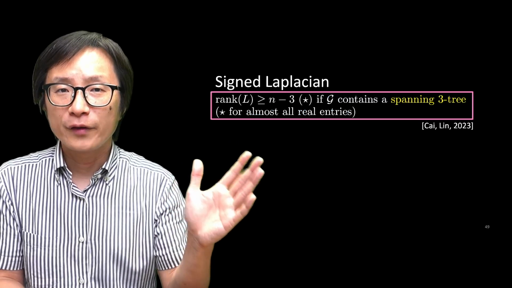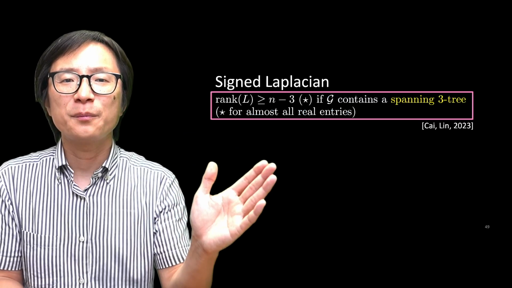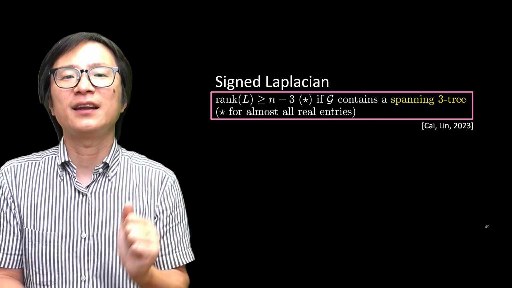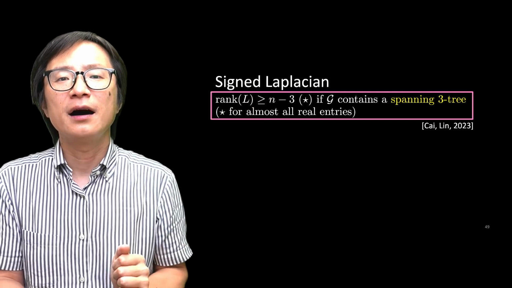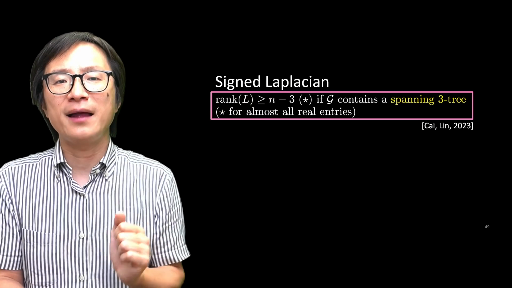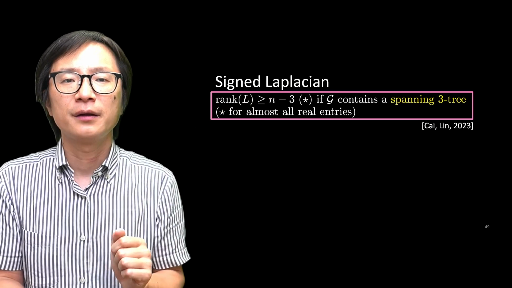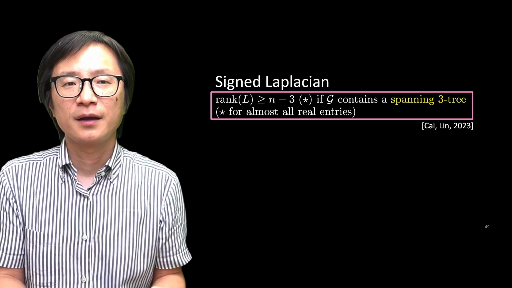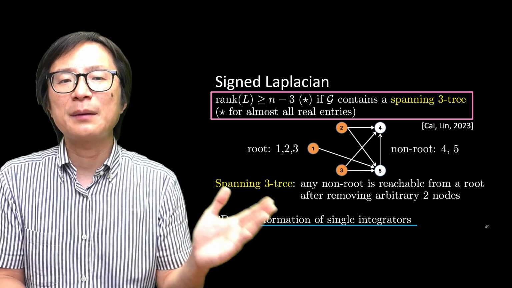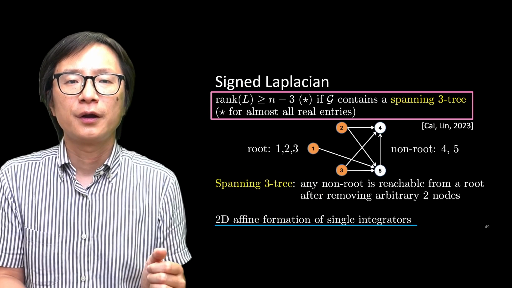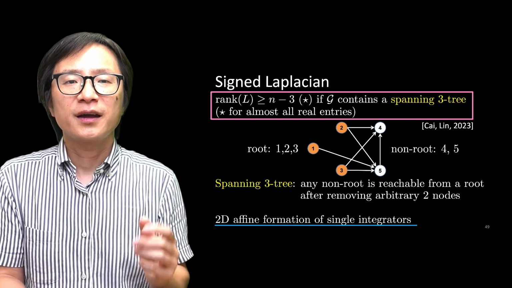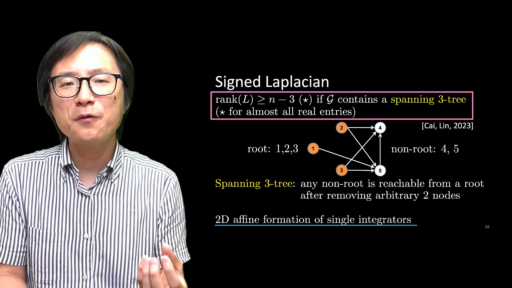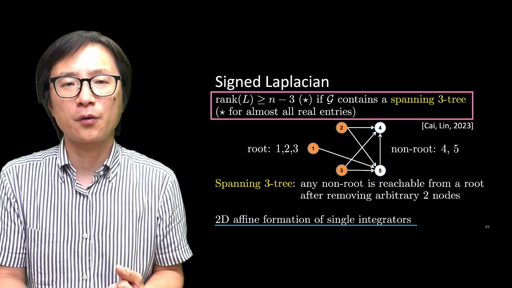On the other hand, here is the counterpart result for the rank property of signed Laplacians. Specifically, the rank of the signed Laplacian is lower bounded by n-3 if the graph G contains a spanning 3-tree. A spanning 3-tree is a subgraph with 3 roots, and all the other nodes can still be reached from one of the 3 roots, even if we remove 2 arbitrary nodes in the graph.